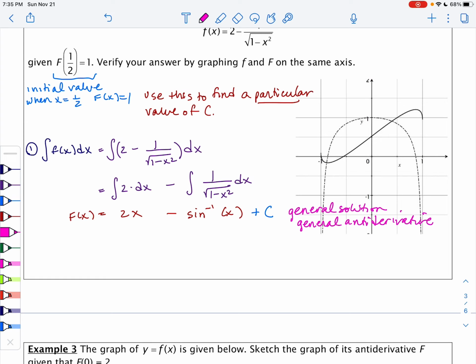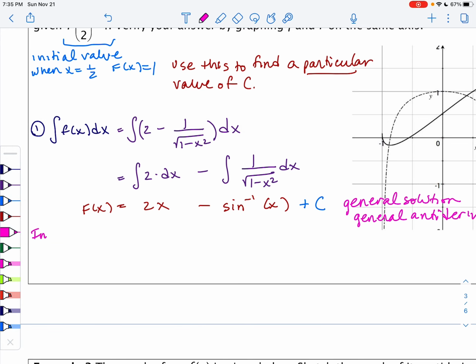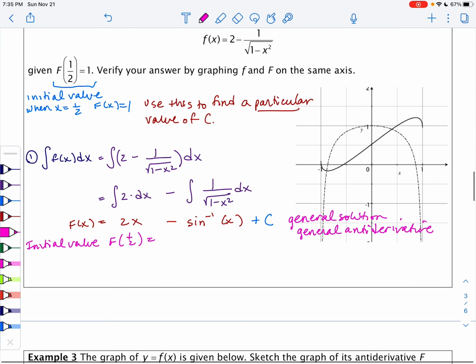So just like in the case when we are finding instant rates of change, we first find the derivative and then we take our given values and substitute them into our derivative to find a specific instant rate of change. We're doing the same thing here. Once we find our general antiderivative, we're going to use our initial value to find a particular value of c. So we take our initial value of big F of 1/2 is going to equal 1.